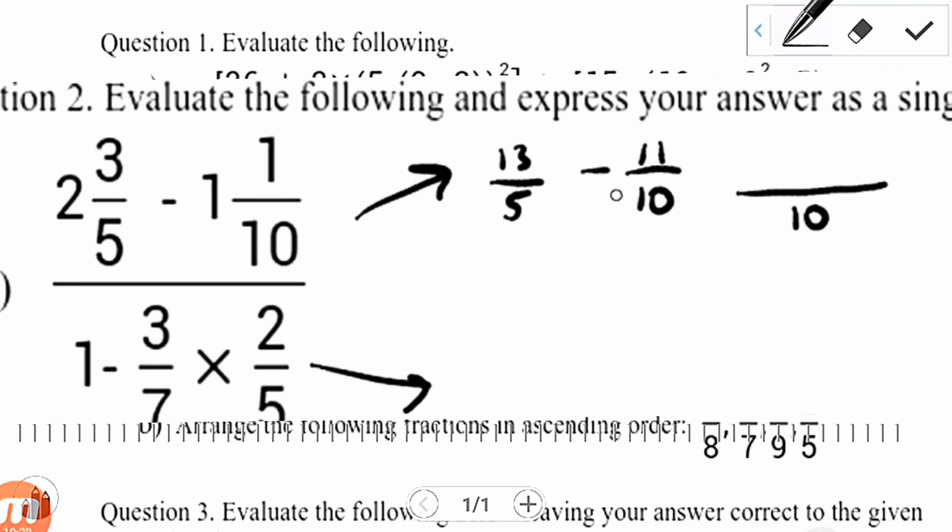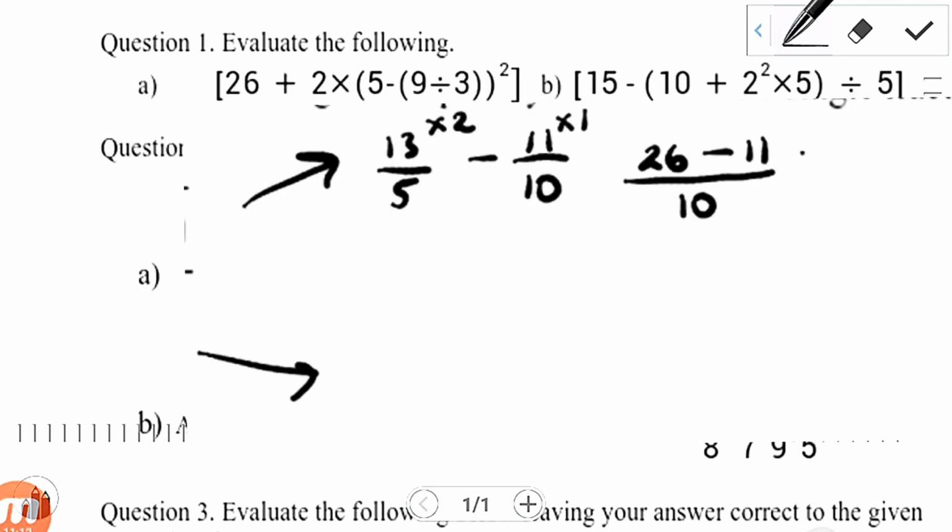The LCM here, the lowest number that 5 and 10 can go into, is in fact 10. Okay, let's get it. So we're going to say 5 into 10 goes 2 times. We're going to be multiplying the numerator by 2. And 10 into 10 goes 1 time. We're going to be multiplying the numerator by 1. Okay, so whatever result we get from the division of 5 into 10, we multiply the numerators by that answer. So then we have 2 multiplied by 13 is 26. And then we're going to have here 1 multiplied by 11 is 11. And so therefore we end up with a final result here of 15 over 10.